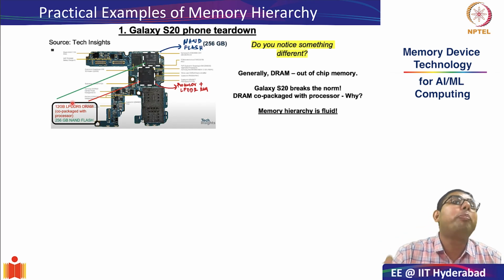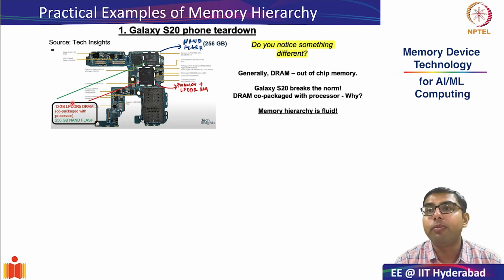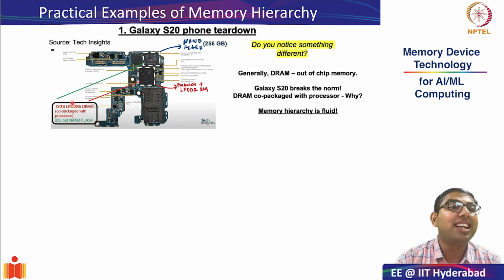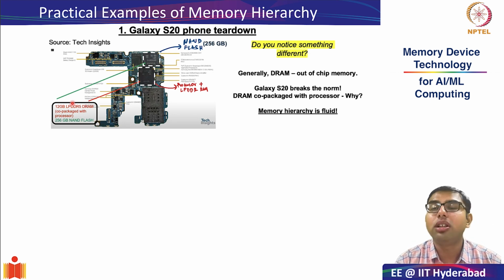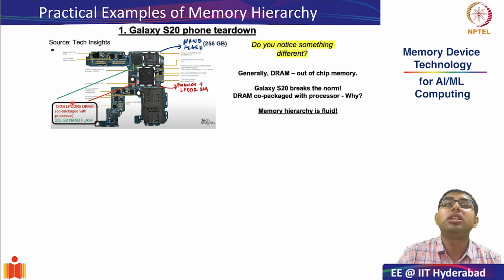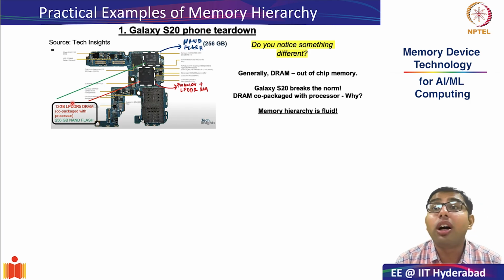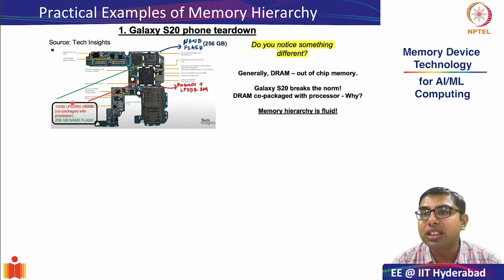How do you co-package them into the same die? And because of advances in heterogeneous integration, you are able to include DRAM into the same die as your CPU. And what is the advantage that you get? That is in latency, in performance.